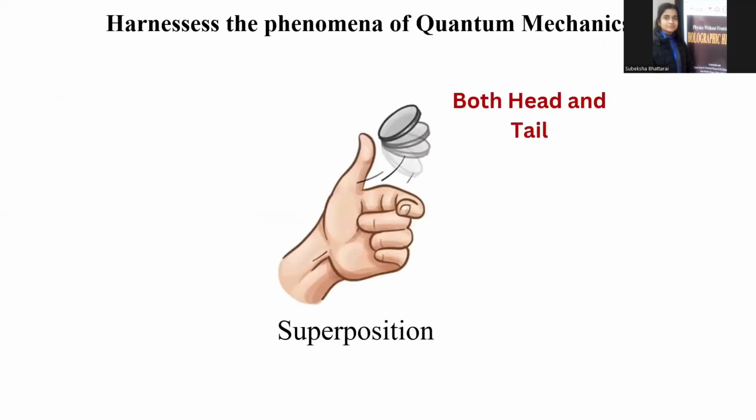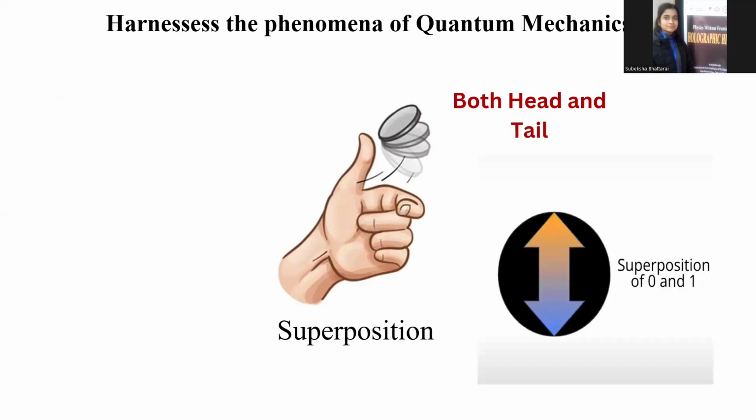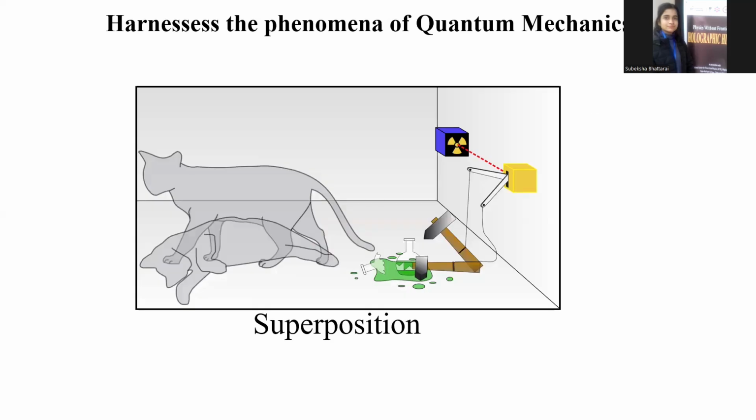The first one is superposition. Imagine flipping a coin while it's in the air. Is it heads or a tail? It's kind of both, right? That's similar to a qubit in superposition. That is, it can hold multiple states at the same time.